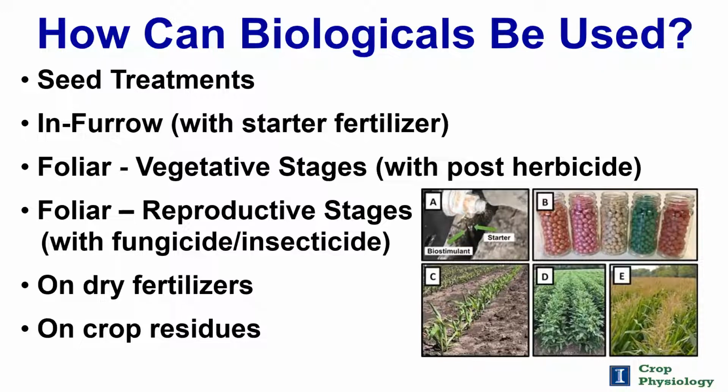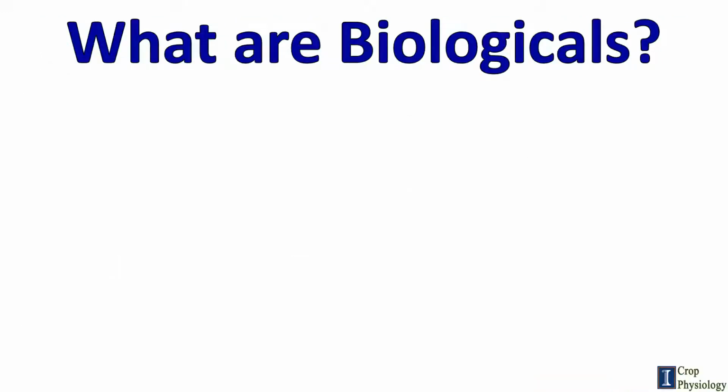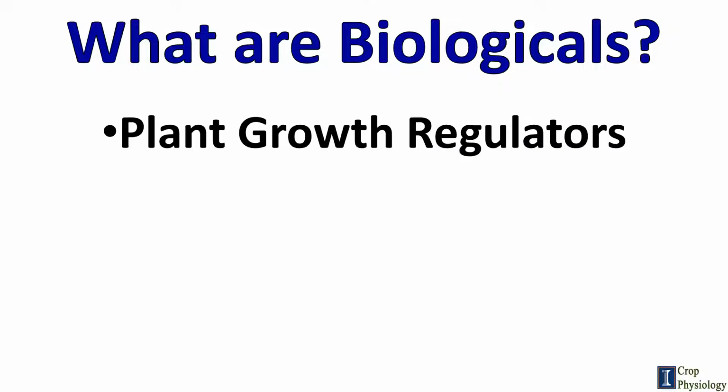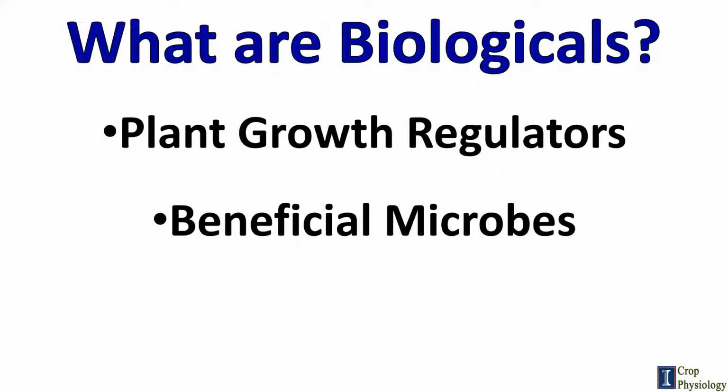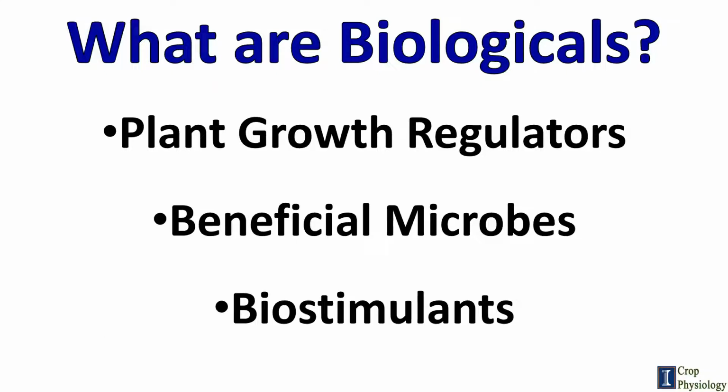And this is where I pause and people think, wow, he's been talking for 10 minutes now, but he's only said biologicals. What exactly are biologicals, right? That's, I think, what most of us are here to learn today. I put them into three big categories. There's plant growth regulators, there's beneficial microbes, and then there's biostimulants.